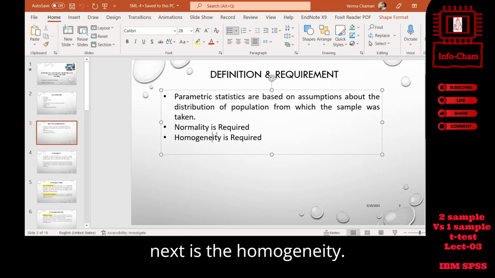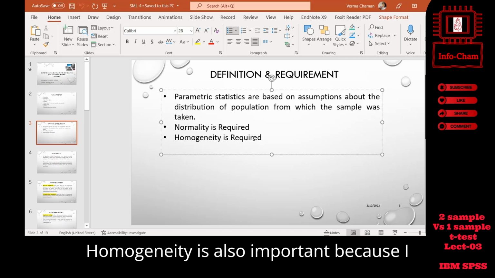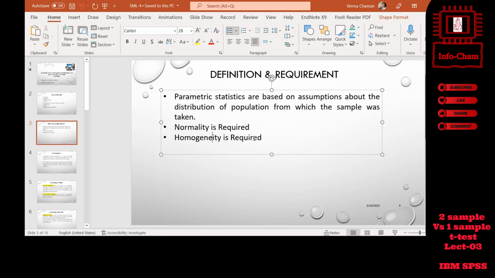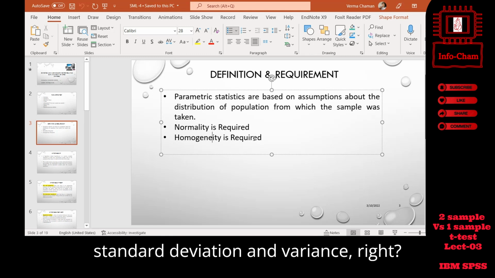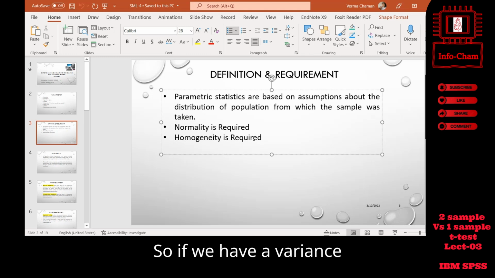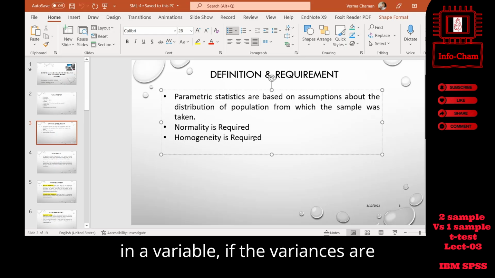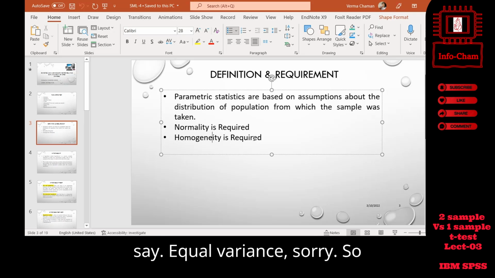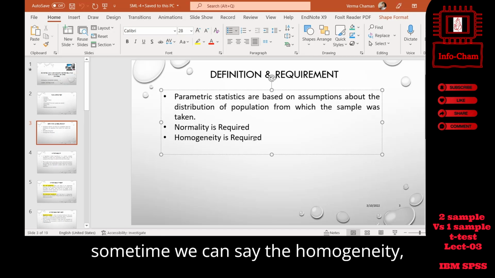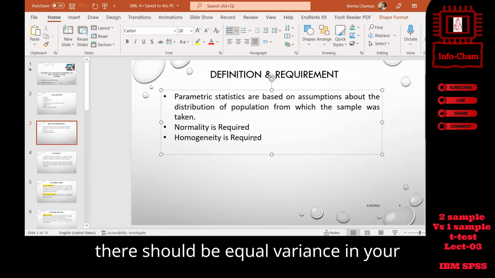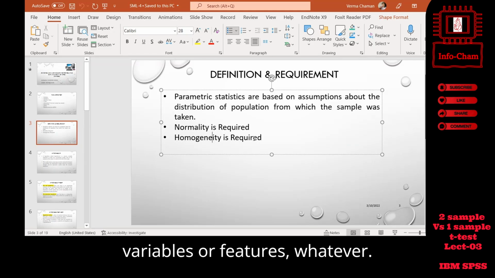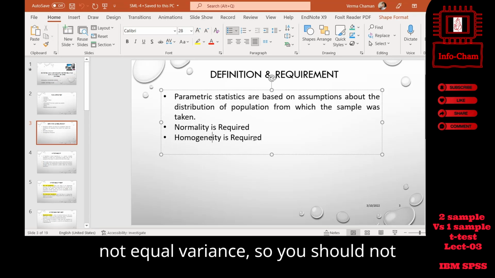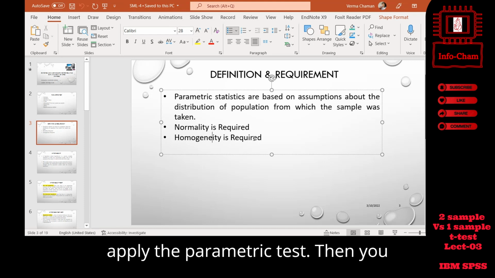Okay, next is the homogeneity. Homogeneity is also important because I didn't mention it, but here I think it is very good. In the first lesson we discussed mean, standard deviation, and variance, right? So if we have a variance in a variable, if the variances are equal, sometimes we say equal variance, sometimes we say the homogeneity, right? Not heterogeneity, right? So there should be equal variance in your variables or features, whatever. Equal variance should be there. If it is not equal variance, you should not apply the parametric test.